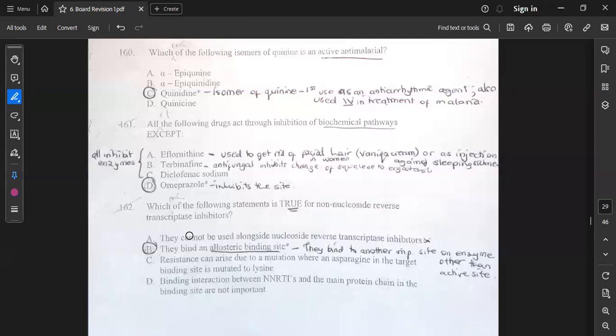All the following drugs act through inhibition of biochemical pathways except? So omeprazole. What is the mode of action for omeprazole?